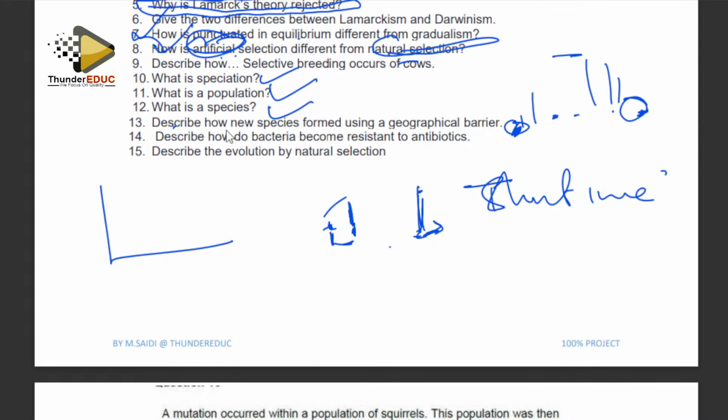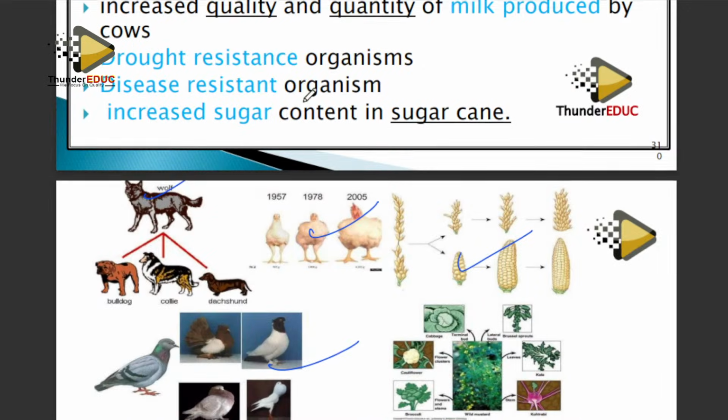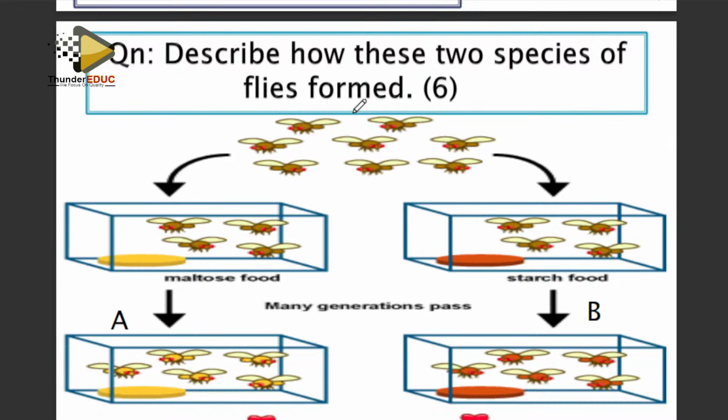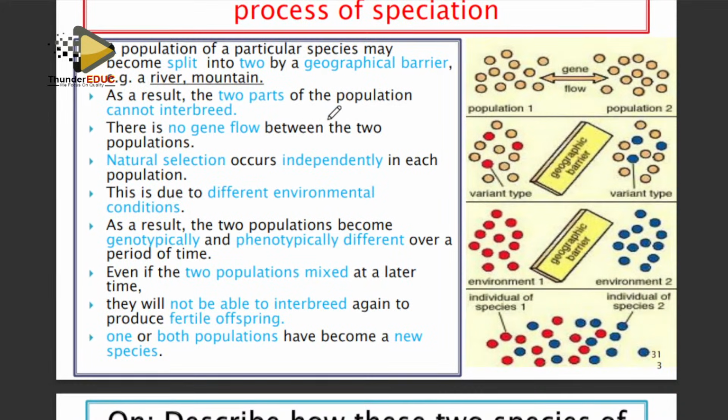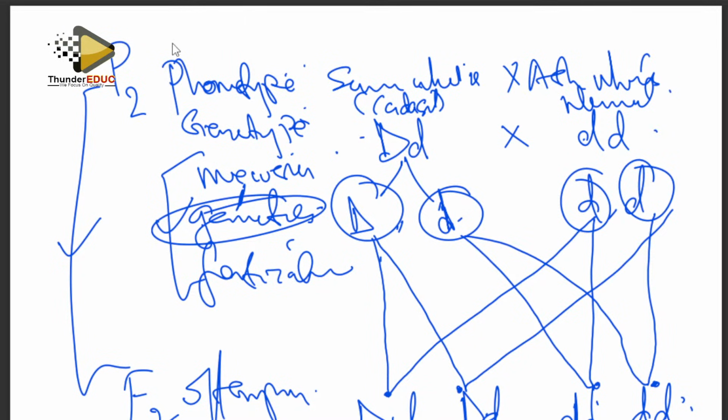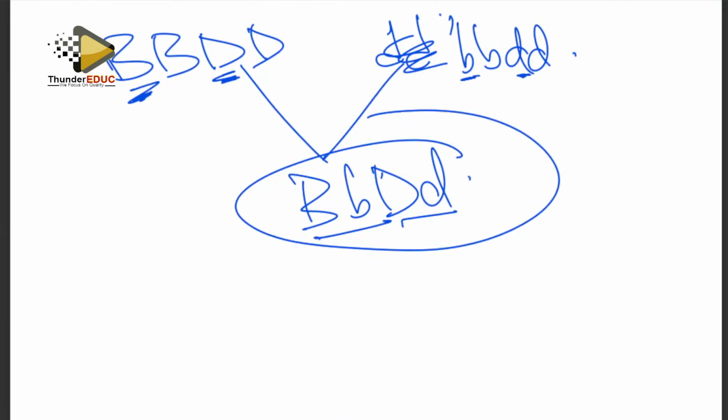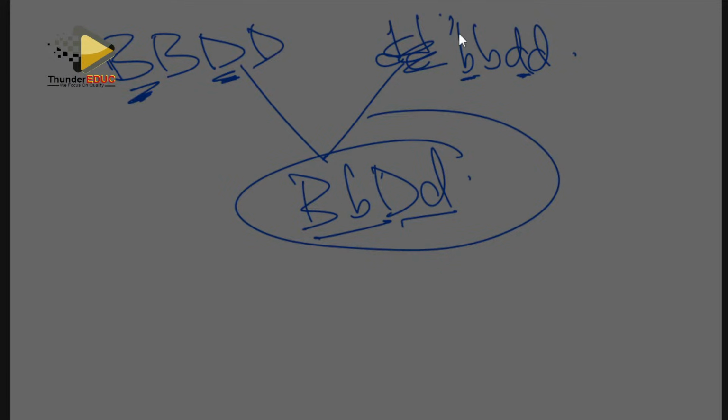Then they're saying, describe how new species are formed using a geographical barrier. You can talk about many examples. They brought this question last time, open like this. So, let me explain it here. They're saying that there was one population. You talk about one population, if they bring it.